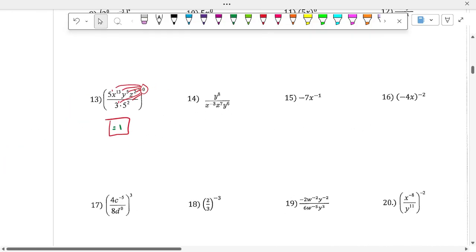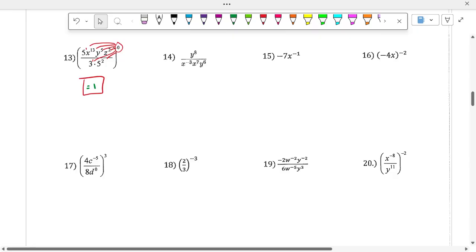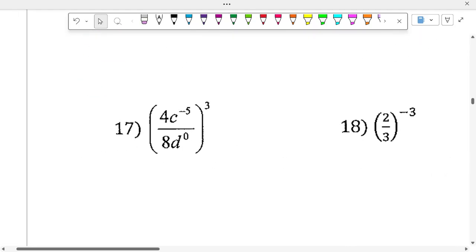All right, let's look at 17. Now, this is kind of up to you. You can either simplify what's in the parentheses first, or you can do the power rule first. It really doesn't matter. What do you want to do first? Let's do what's inside the parentheses first, so all we have to worry about is the power rule at the end. So what's one thing I can simplify inside the parentheses?